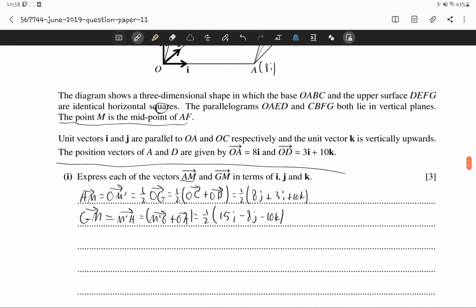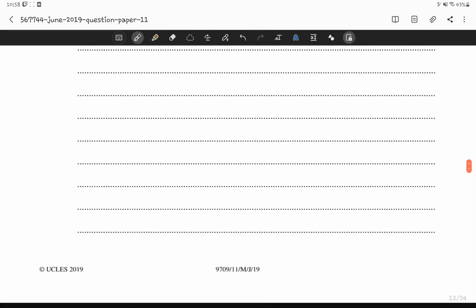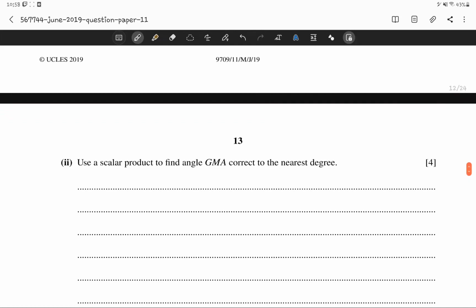Yeah. You know what I'm wondering right now is I thought you were supposed to write it like this, because this means a vector. Not sure. Use the scalar product. I don't know what that means. To find the angle GMA.